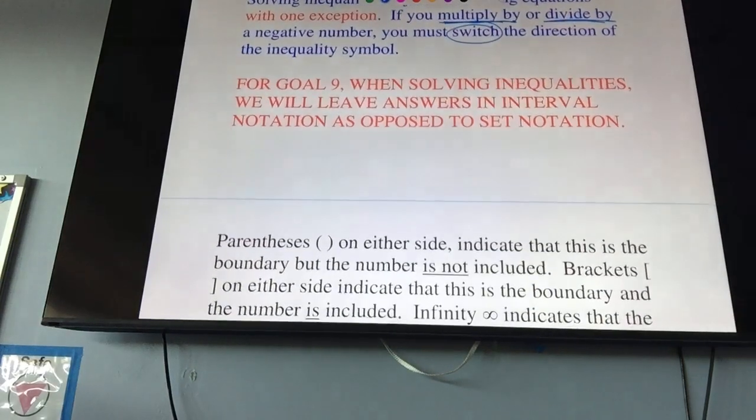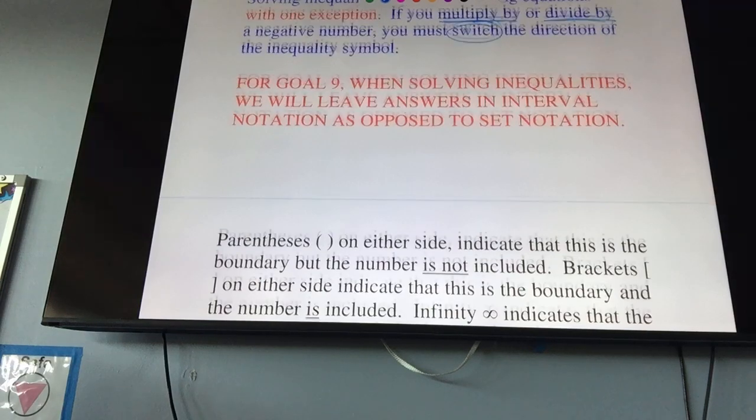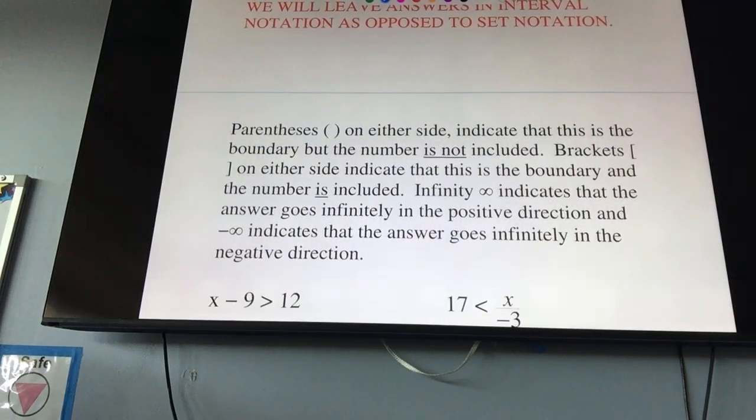Now, something new to what you've done with inequalities before. We're going to be leaving our answers in interval notation as opposed to set notation, okay? So this is a description about it. I'm going to talk about it, but then it's easier to see when I actually do it, okay? When we're using interval notation, parentheses on either side indicate that this is the boundary, but that number is not included. So it's kind of like having the open circle on your graph. Brackets on either side indicate that this is the boundary and that the number is included, okay? That would be like our closed circle.